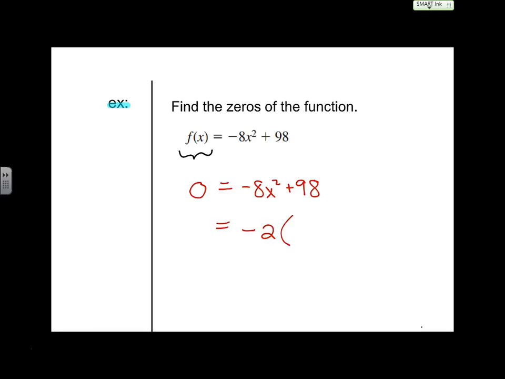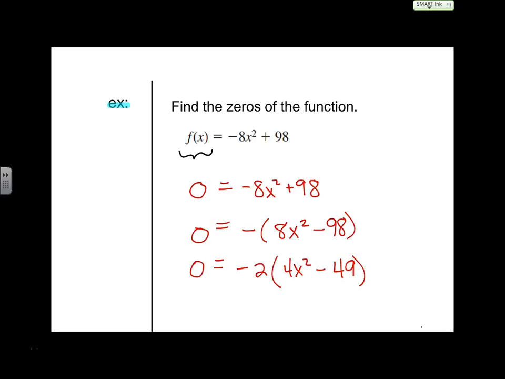Where did you get the 2 from? We're trying to factor. Both of these numbers are even, so 2 goes into both of them. If we pull out a negative from the 8x squared, we could do it step by step and just pull out the negative. The signs flip. And then some of you already started taking out the 2 as well. 8 divided by 2 is 4, 4x squared. 98 divided by 2, someone help? 49.